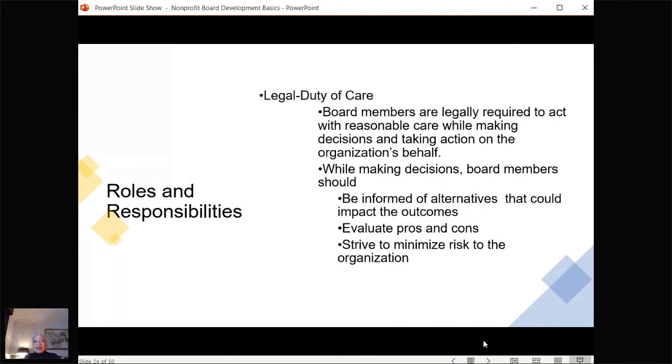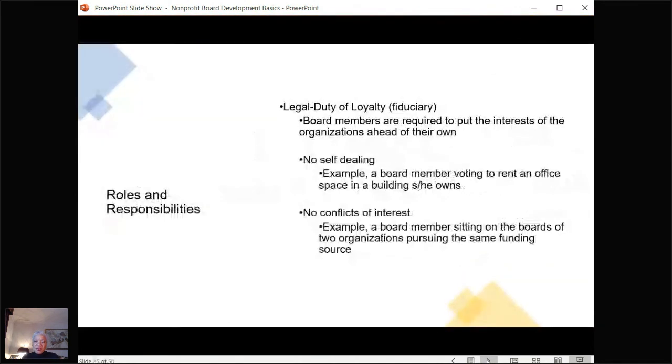So again, you want to not just look at, oh, this is a wonderful idea. You have to look at how that's going to impact the organization's ability to carry out its mission, vision, goals, and meet objectives. So the second duty is the duty of loyalty. So that means that board members, their first loyalty, I don't care how many other organizations they serve, when they're with you and your organization, their first loyalty is to your organization. So they have to put the interests of the organization ahead of their own.